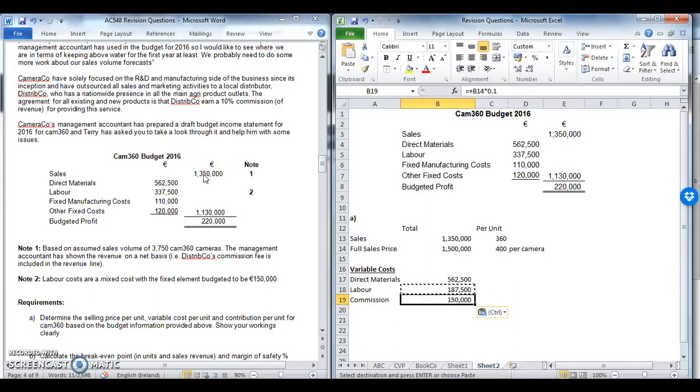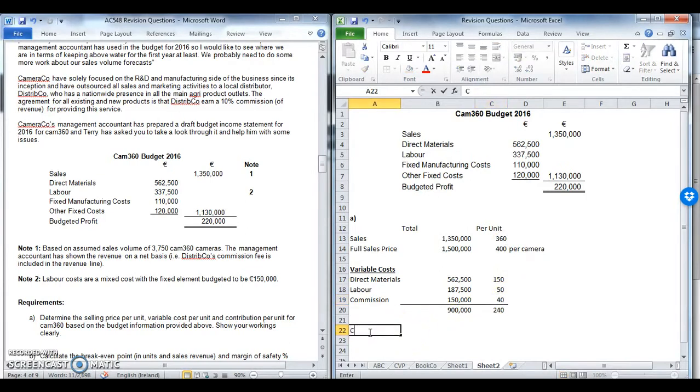So remember, variable, just because it's shown on a net basis there, that's incorrect in terms of the CVP analysis. We want to keep them separate to see what's the full sales price and what's the full variable cost. So adding them up gets us to 900,000 as a total variable cost, and on a per unit basis we just divide each by the number of units, meaning our total variable cost is 240. And notice the variable cost per unit for commission is 40, i.e. 10% of 400.